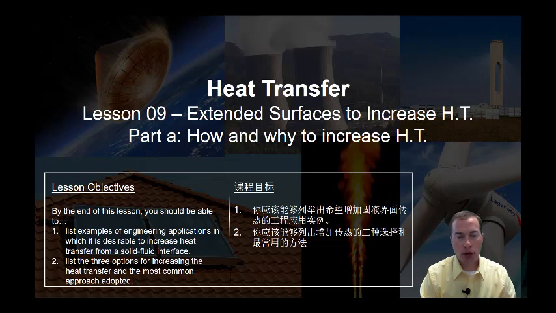There are two parts to this lesson. In the first part, we will be looking at how to increase rates of heat transfer away from a solid-fluid interface and why an engineer might want to do that. By the end of this lesson, you should be able to list some examples of engineering applications in which it is desirable to increase the rate of heat transfer from a solid-fluid interface.